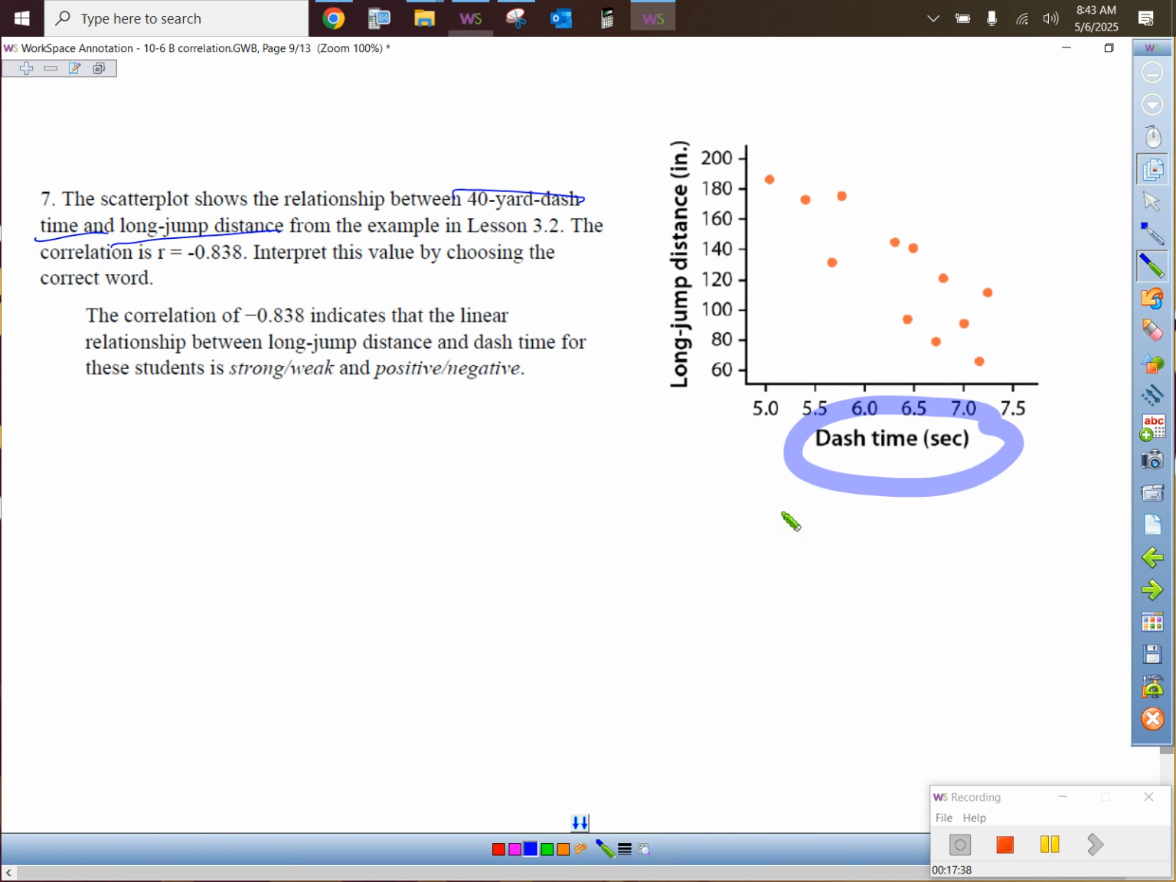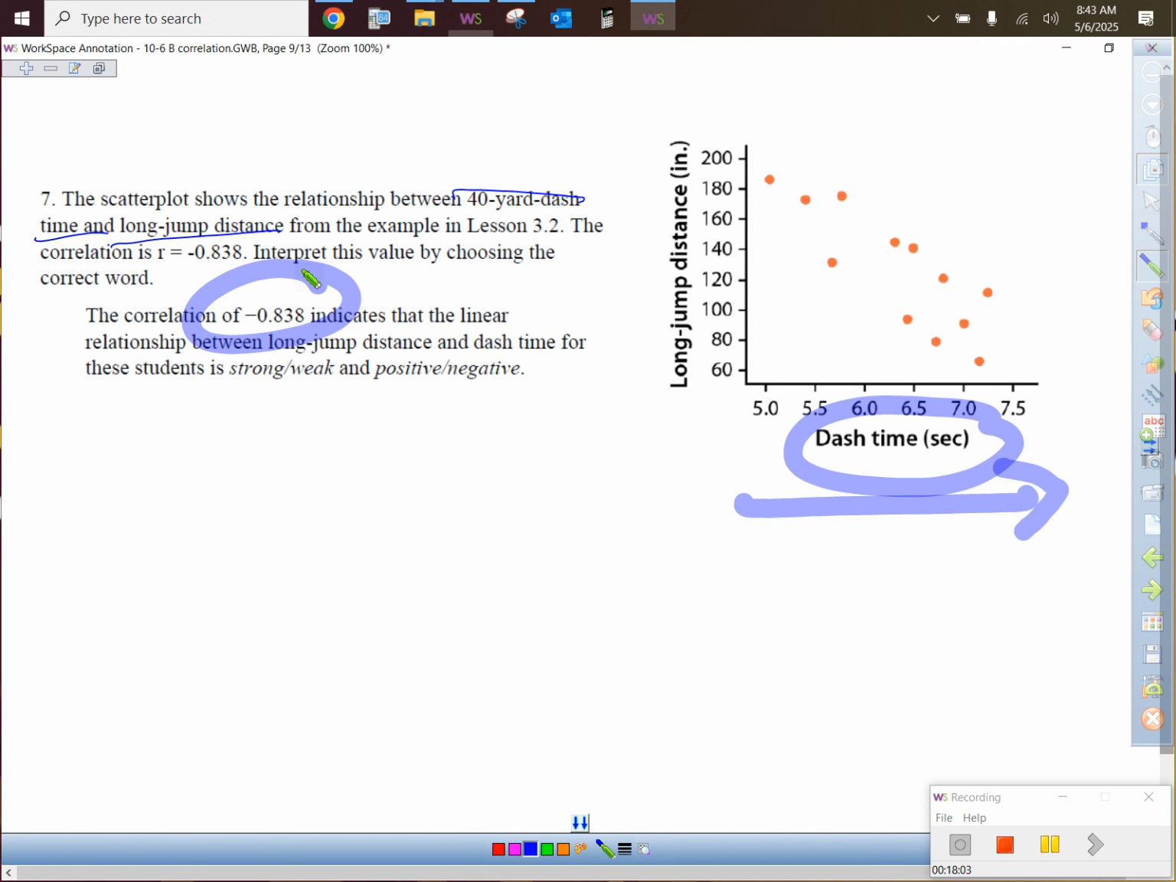As their 40-yard dash time increases, doesn't that mean they're slower, right? So the slower the runner, what about their long jump distance? Did they jump farther or did they jump smaller? Smaller. So the more your 40-yard dash time increases, this data shows that your long jump also goes down, right? And check it out. Here's the correlation. Negative 0.838. So what do you think? Is that strong or weak? That is very strong, right? Because isn't it over 0.8? I know it's negative 0.8, but you just think of it as positive.